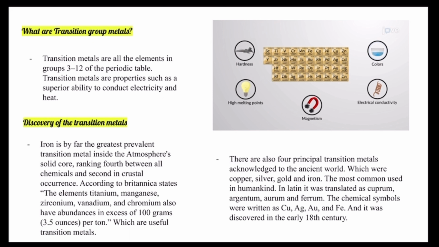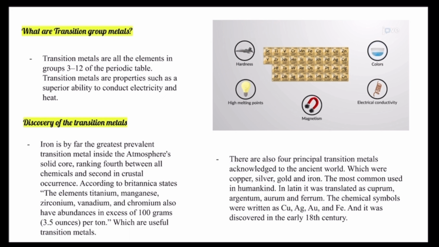Iron is by far the most prevalent of the transition metals on Earth, ranking fourth among all elements and second in crustal occurrence. According to Britannica, the elements titanium, manganese, zirconium, vanadium, and chromium also have an abundance in excess of 100 grams, 3.5 ounces, per ton, which are useful transition metals.